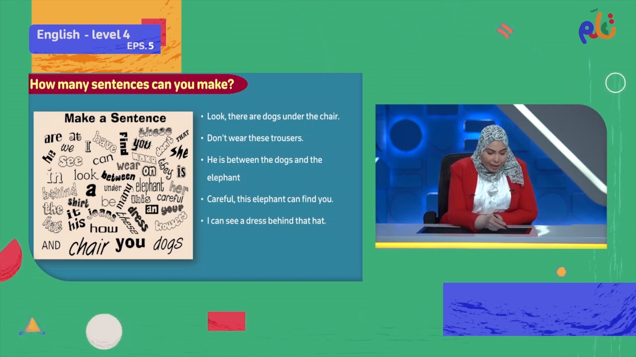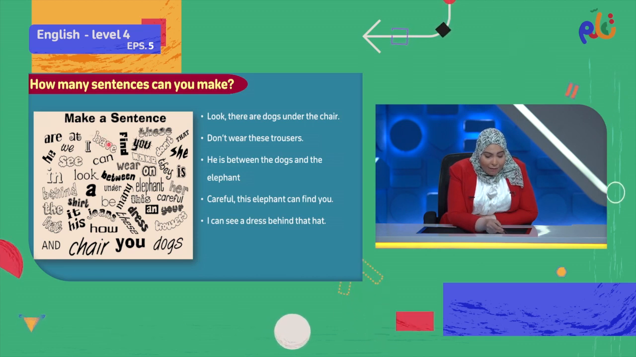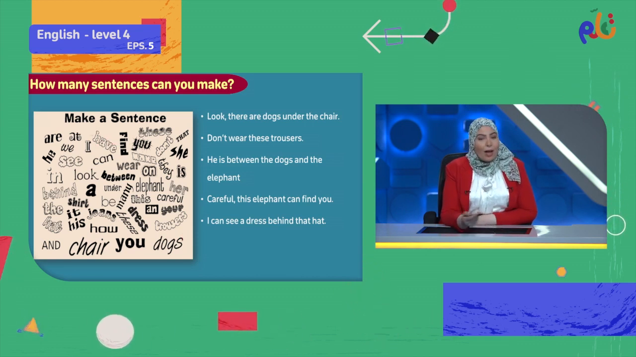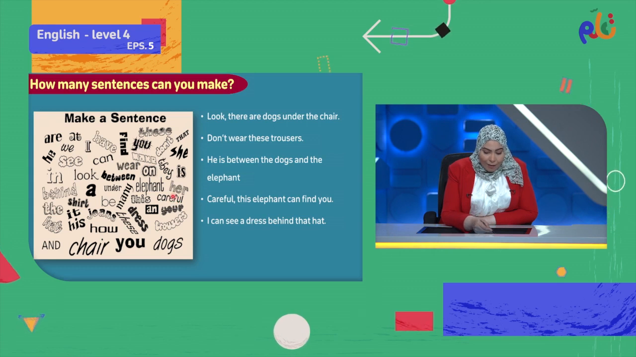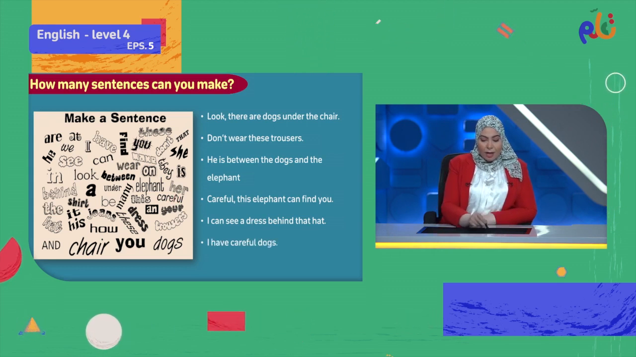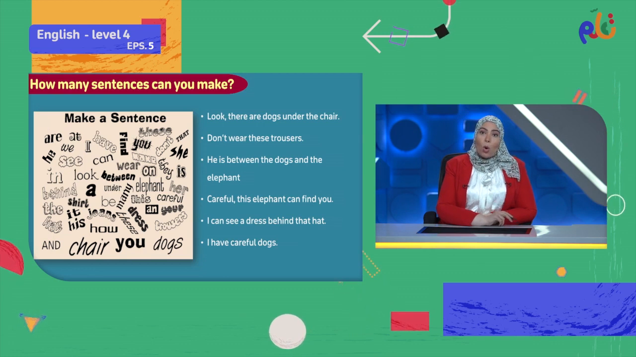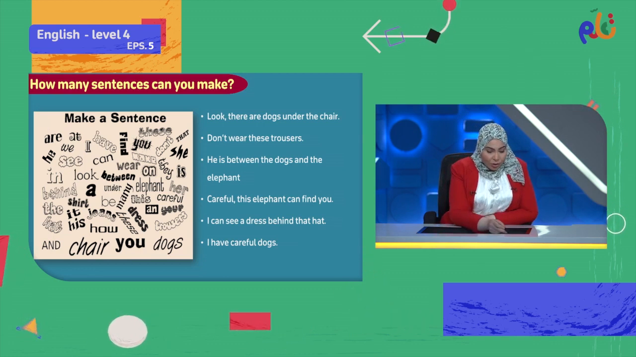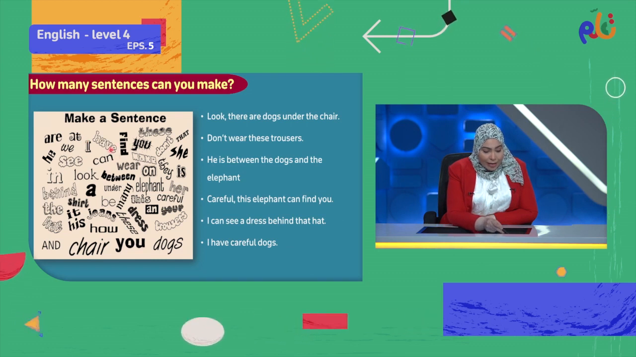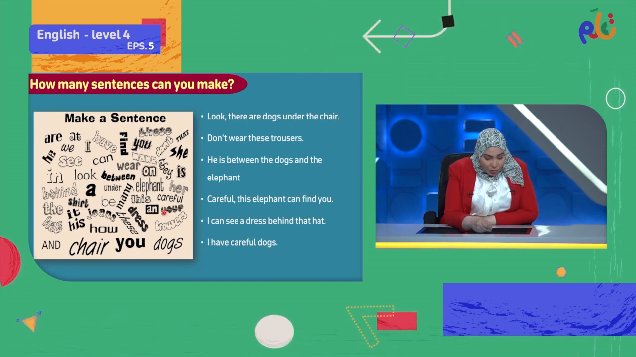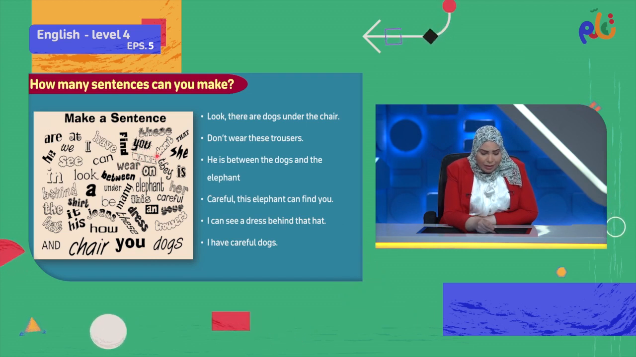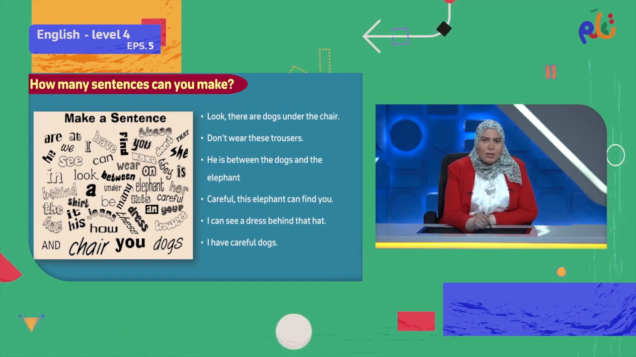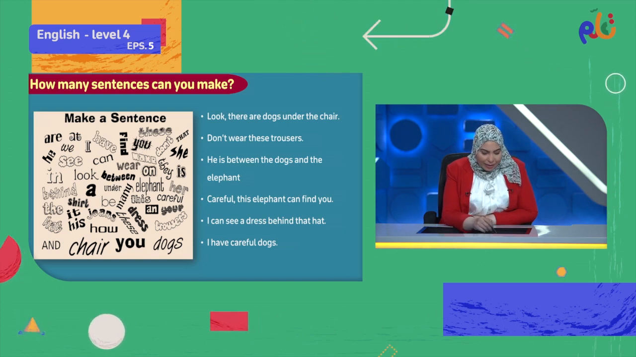Or I can say I have dogs. I have dogs. Or I can make it better. We can make it a bit longer. I have, do we have beautiful or any adjective? Careful. So I have careful dogs. Or we can make another sentence which is I can, let's use a verb that we didn't use before. I can make, for example, what can I make here? I can make dogs. Do you think it would work? No, this is not the best idea.